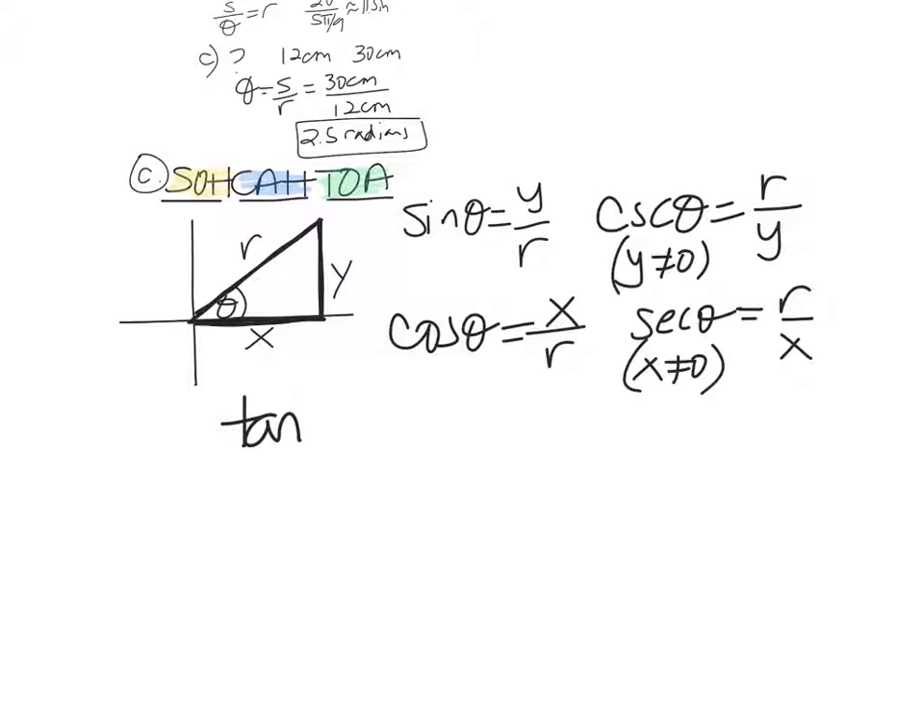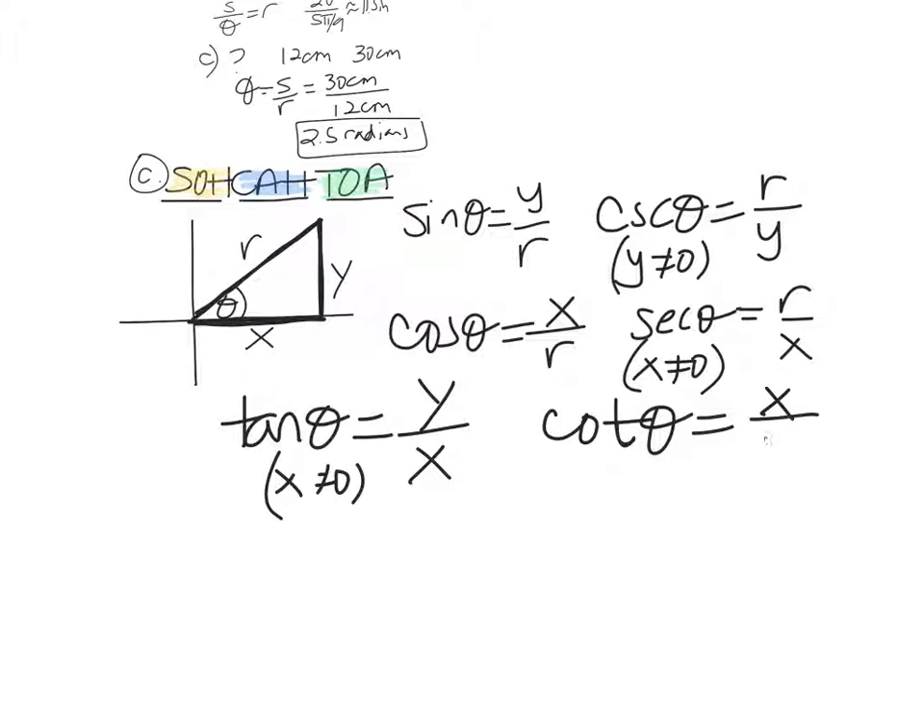Tangent of theta, opposite, TOA, opposite over adjacent, so y over x, as long as x is not 0. So tangent has points where it's not defined, so it's not a continuous function. And cotangent of theta is x over y, as long as y is not 0. And there they are.